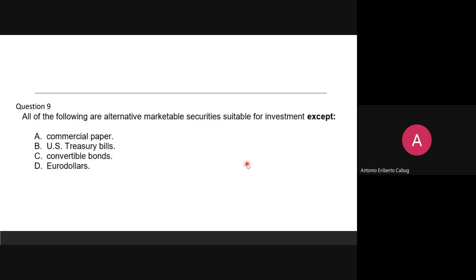Now, if we have excess cash, better invest it in marketable securities. Those securities that can be redeemed in a short time. Okay? At least, meron kang maliit na kita, kaysa naman kung hawak mo lang yung cash, wala ka talagang kita. All of the following are alternative marketable securities suitable for investment, except. Alin dyan yung hindi pwede gawing marketable security? Anyone? Everyone, rather.